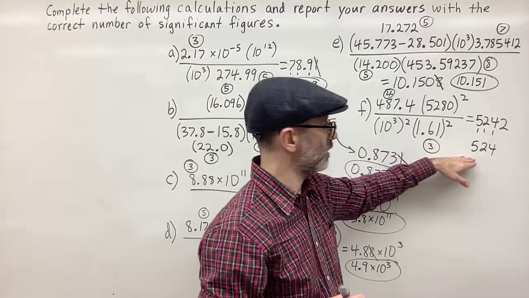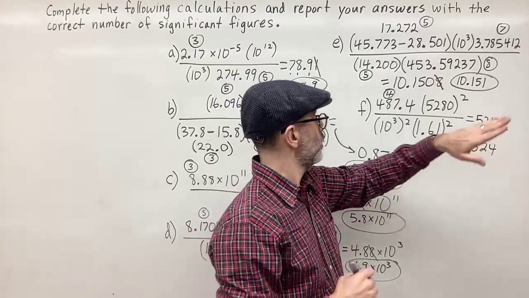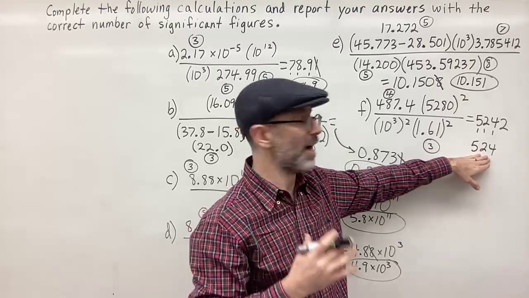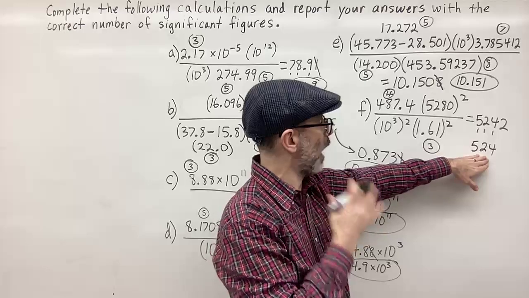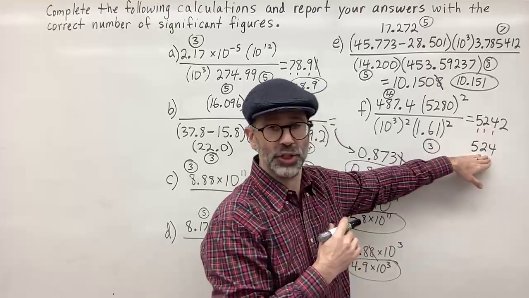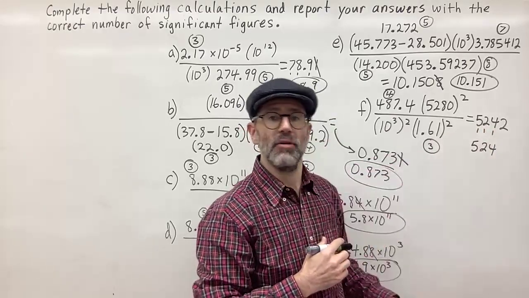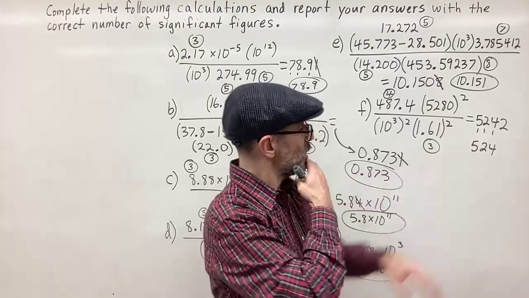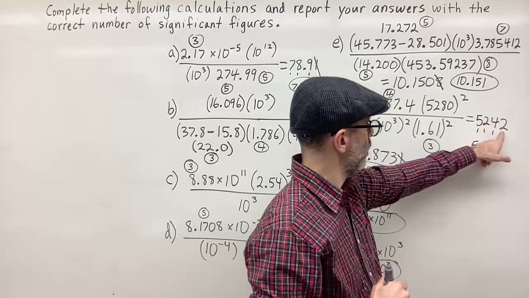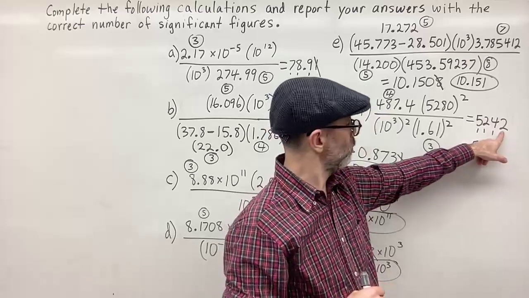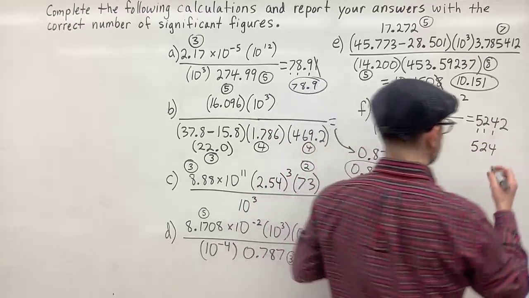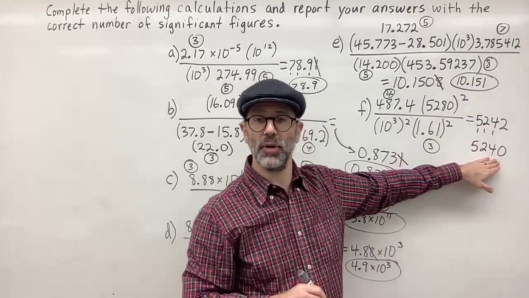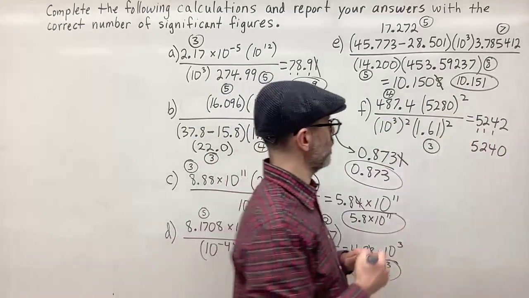Sometimes I run into this. 524 is not a good rounded answer for 5,242. That's way different, right? So remember, when we're dropping significant figures, we're kind of rounding. So if we drop the number, then we have to replace it with a 0, like so. So that would be the right way to do this.